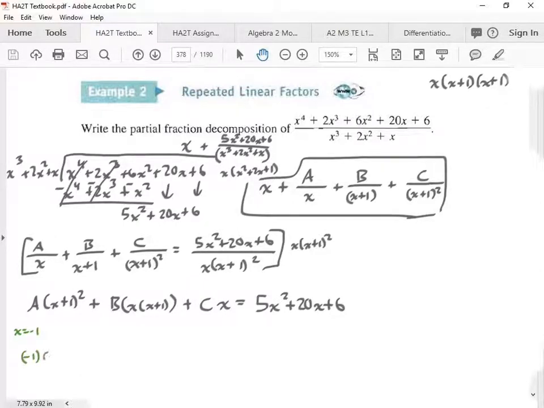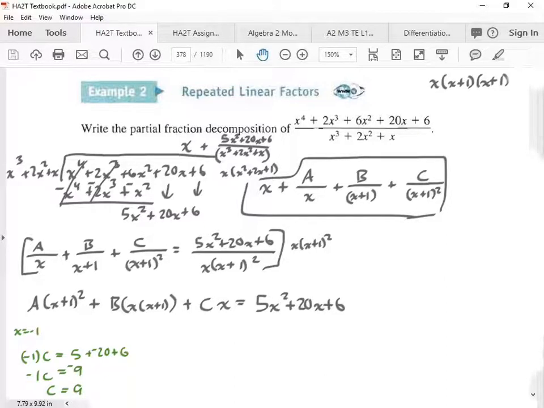-1 times c. And then what about the other side? If I plug in -1 right there, what would that be? -1 squared would be 1 times 5 is just 5. And then -1 times 20 will be -20. And then I have plus 6. All right, so let's simplify that side. We have, what is that, is it positive 9? -9. -9 equals -1c, and that means c equals 9.